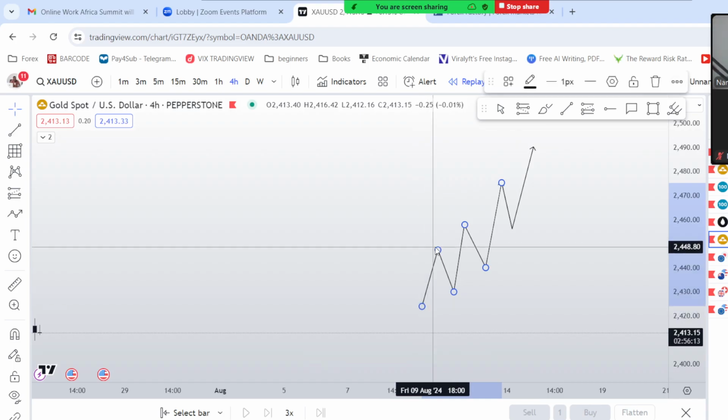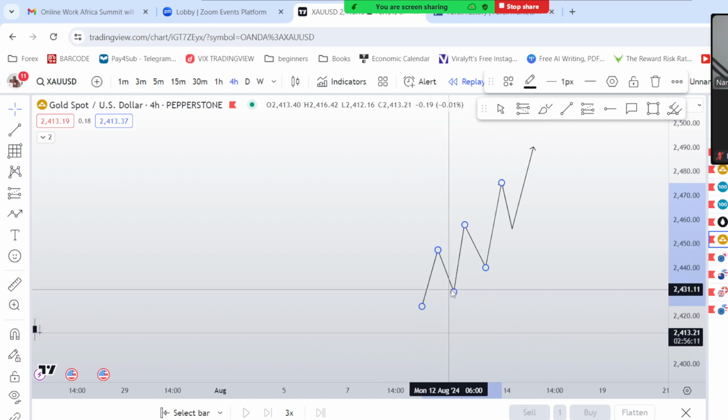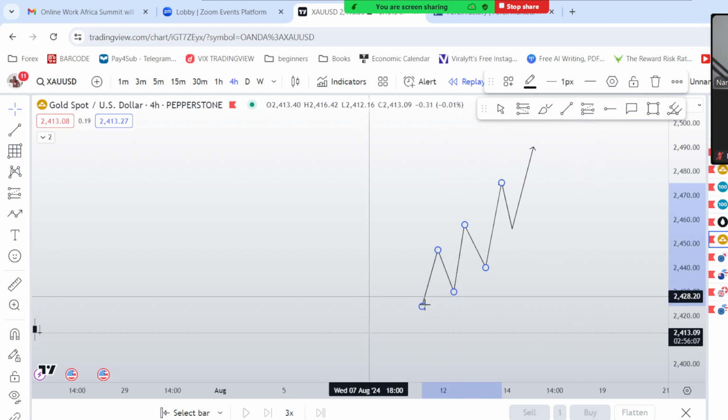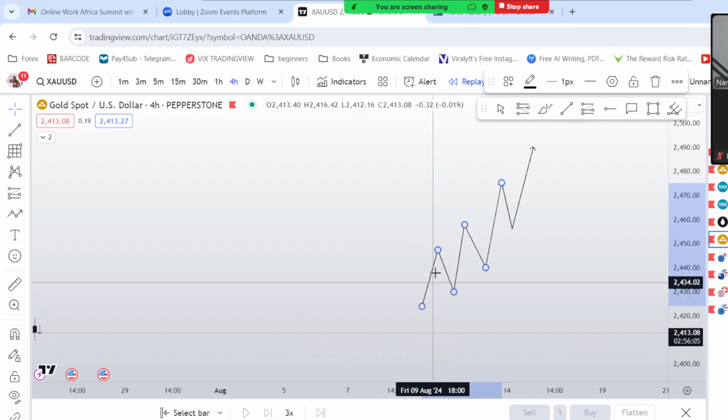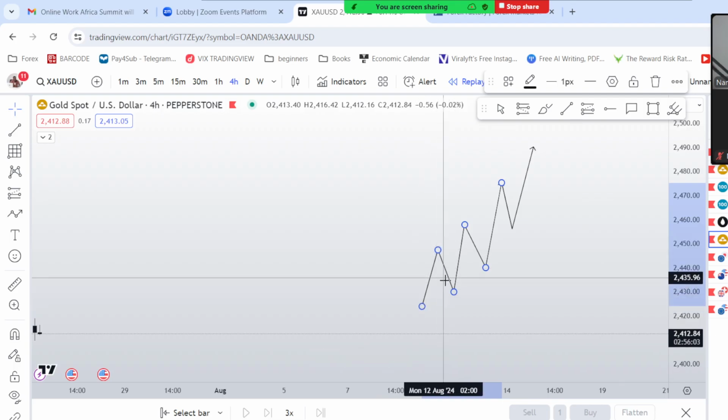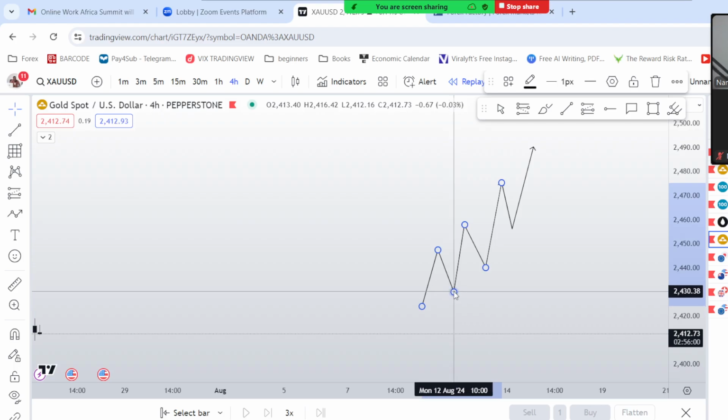It forms a high, it retraces a bit, and mind you, the market doesn't move in a straight line. So it moves up a bit and then retraces a little bit to form a higher low, that is a swing point over here, then pushes up again to form a new high, which is called a higher high.